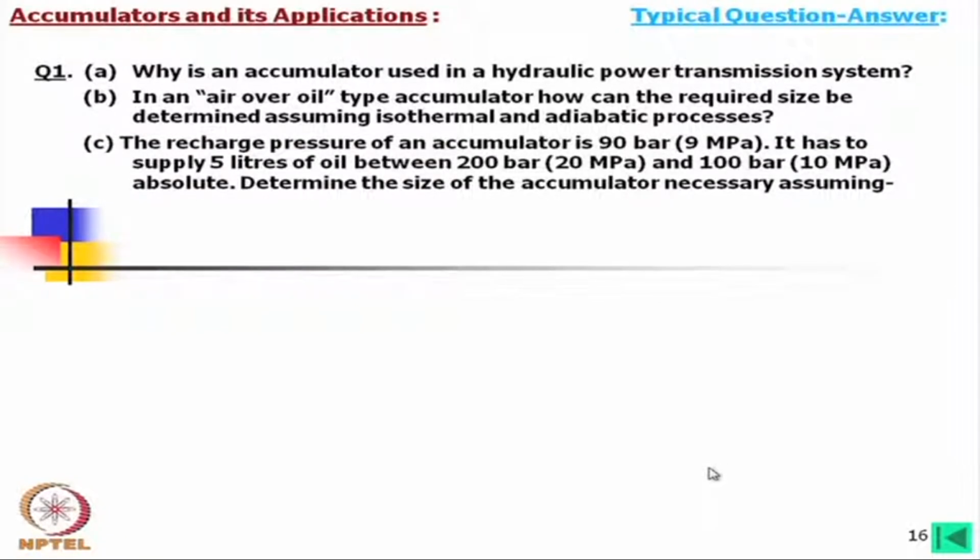Then the recharge pressure of an accumulator is 90 bar, 9 megapascal. It has to supply 5 liters of oil between 200 bar, that is 20 megapascal, and 100 bar, that is 10 megapascal, absolute. Determine the size of the accumulator necessary, assuming 1 is isothermal and 2 is isentropic process. Means in this case we may consider adiabatic.